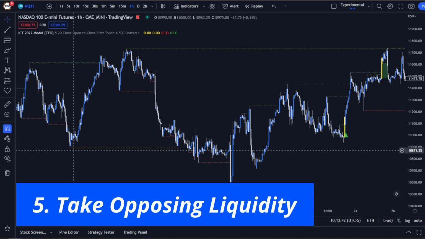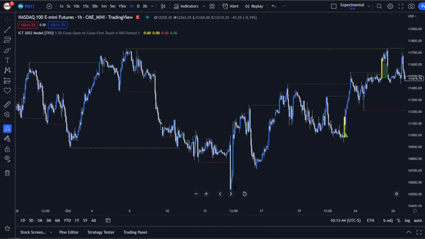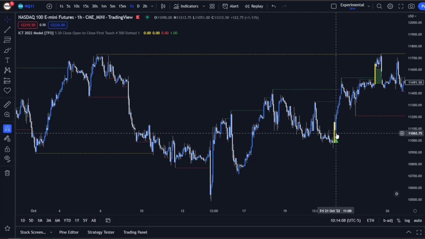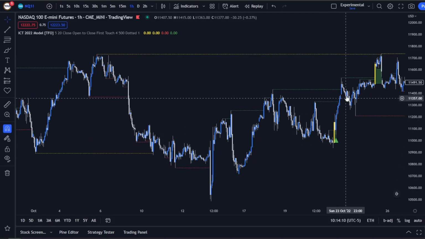And vice versa, once we take out some major sell side liquidity, it's going to be looking for bullish setups primarily. It's going to be looking for some aggressive displacement through an old high. So we get that yellow bar right here. It has a fair value gap. And as price comes back into this fair value gap, it's going to be looking at that as a potential entry to seek buy side liquidity.